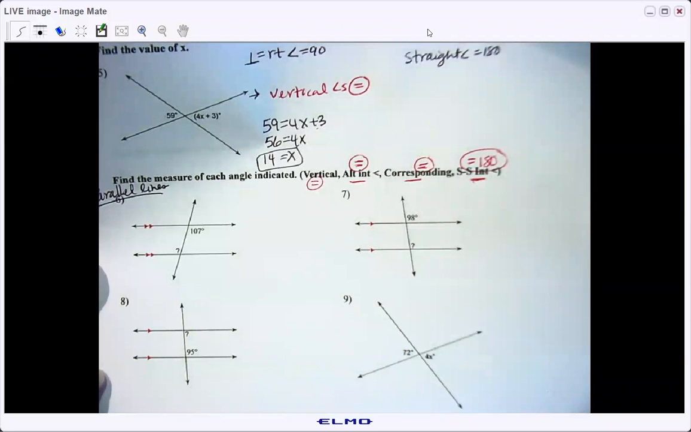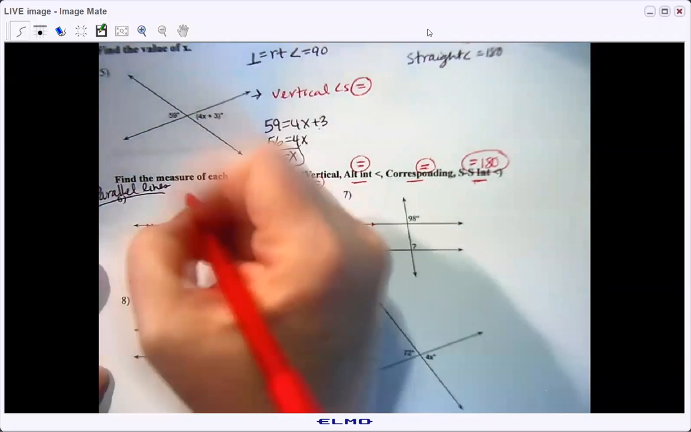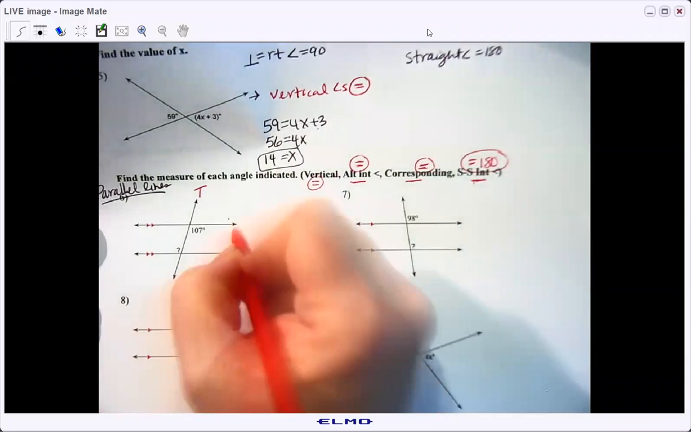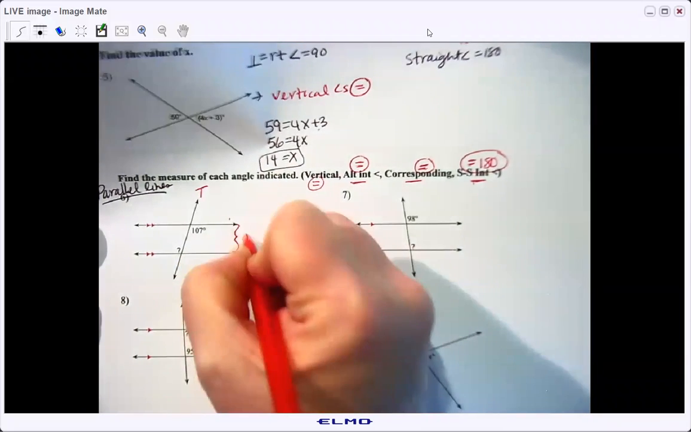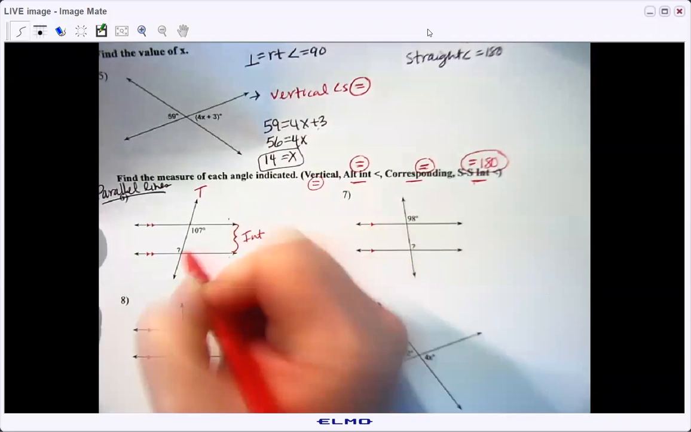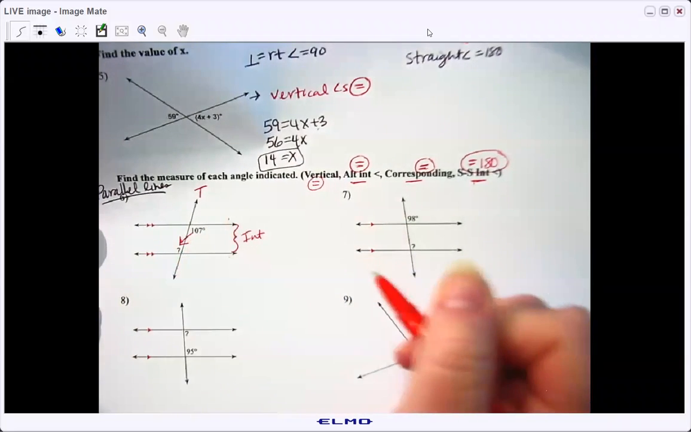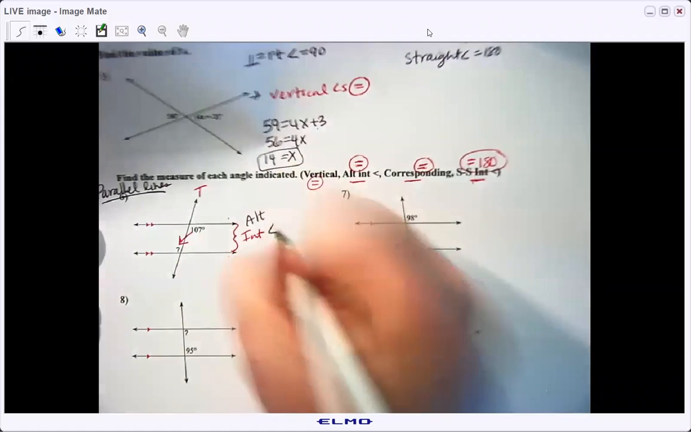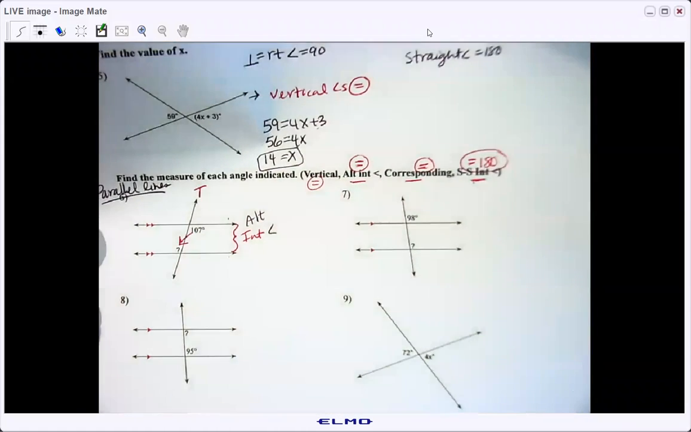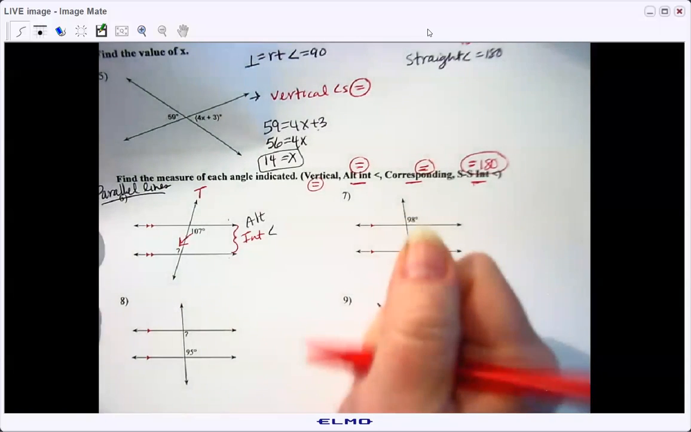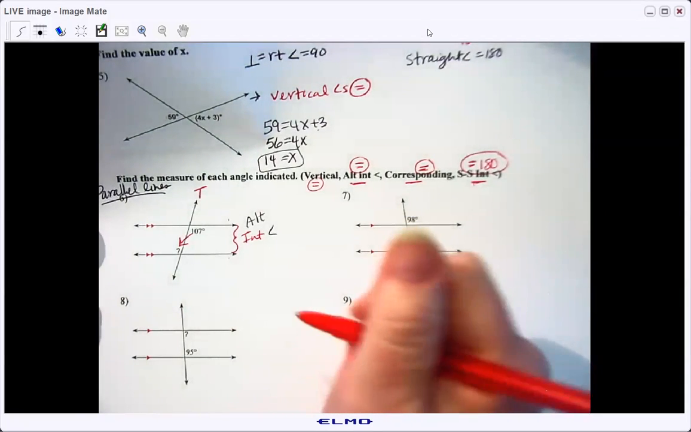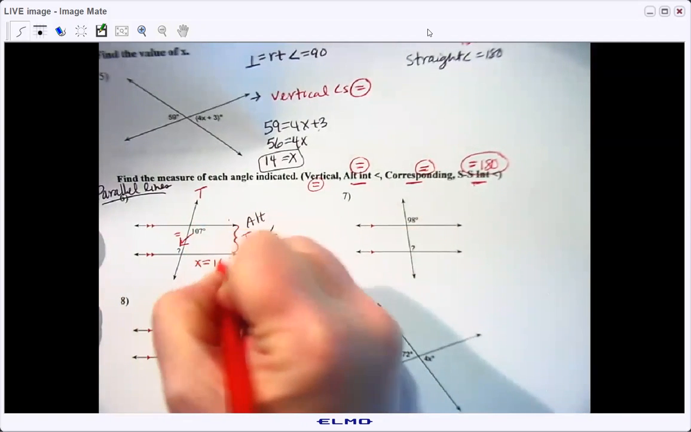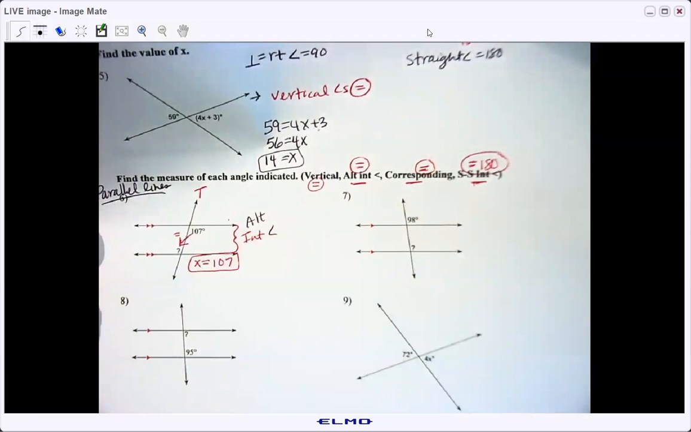Okay, so let's identify which ones they are. Remember, this is my transversal. These are my parallel lines. When it's in between, it's going to be an interior angle. And when it jumps over, that's what we call an alternate. So this is an alternate interior angle. I know that alternate interior angles are what? Equal. Okay. So these will be equal. So we'll just call it X. So X is equal to 107. So they're the same.